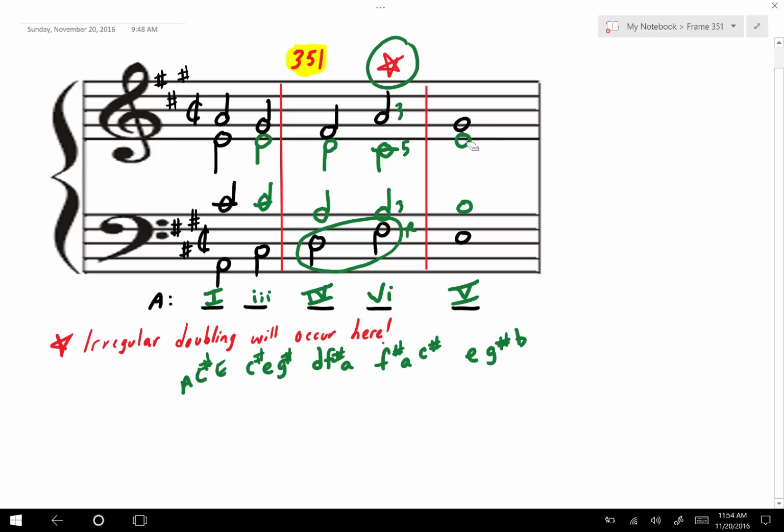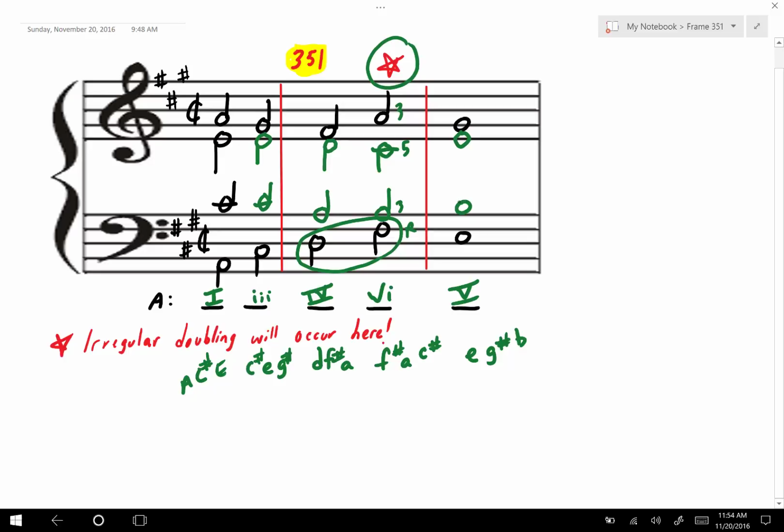Supposing I did it the other way around and put the B here and put the G sharp, no, put the E here, because I have to double the root. That's too much of a leap there for the tenors. So I wouldn't want to do that. I want to do it how I had it before, which is an E for the altos and a B for the tenor.